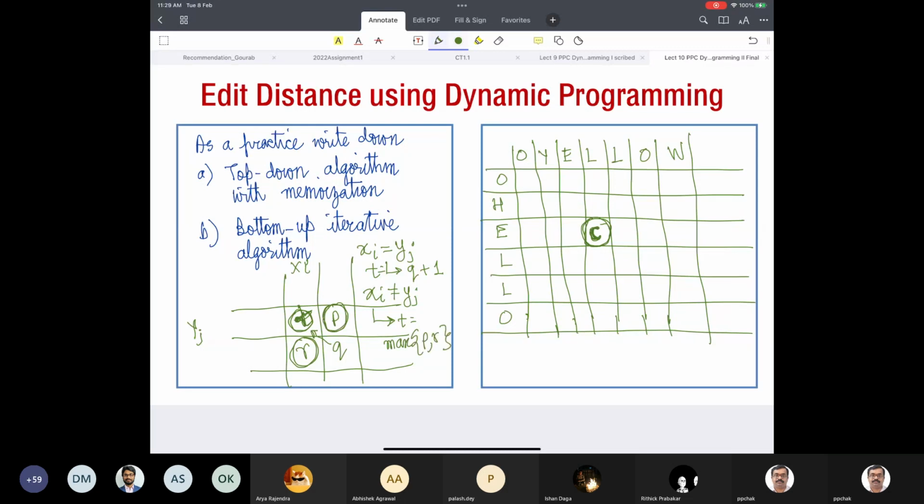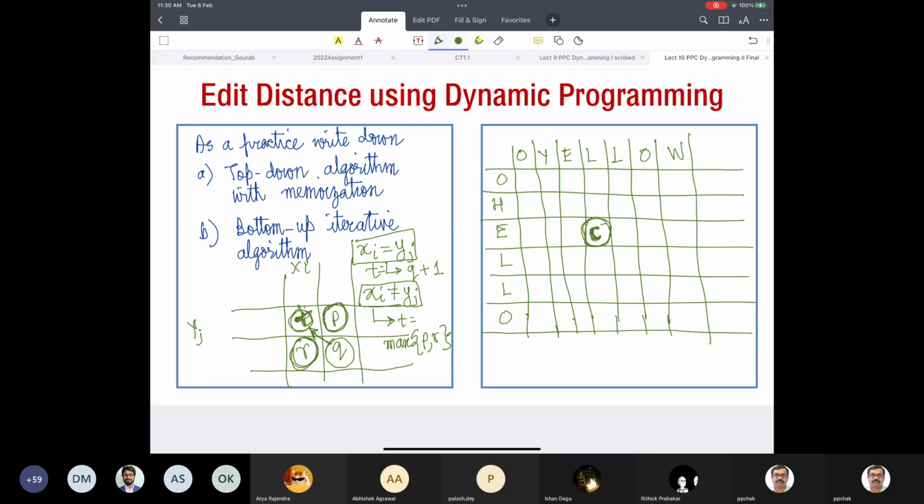If this cell value is P, this cell value is R, this cell value is Q, then the value of T will be determined as follows. If Xi is equal to Yj, then T will be Q plus 1. If Xi is not equal to Yj, then T will be the max of P and R. Are you all convinced now? Ishan?